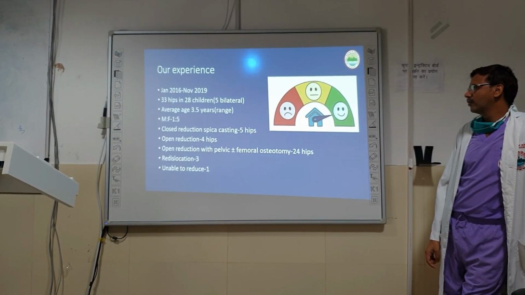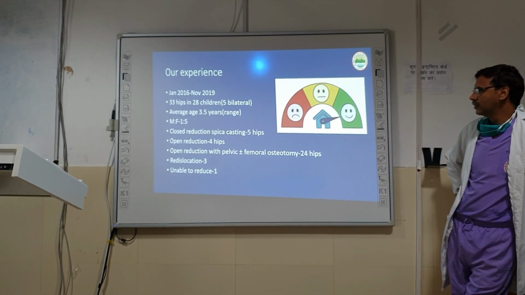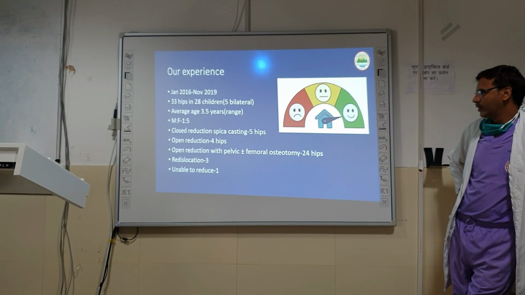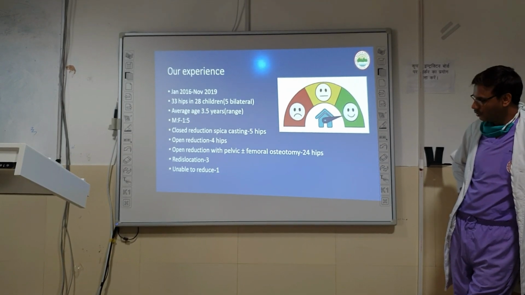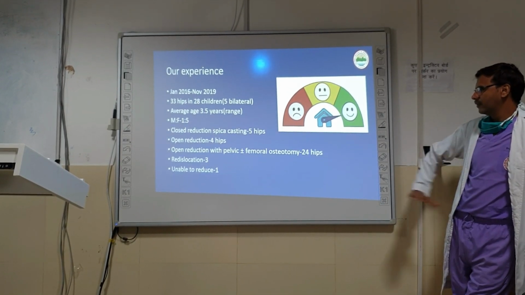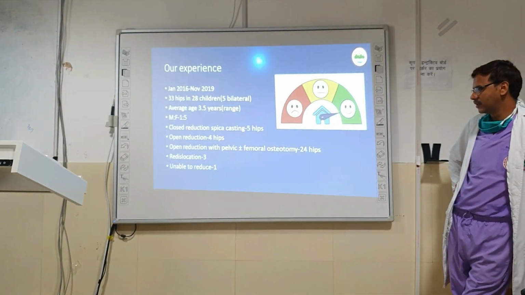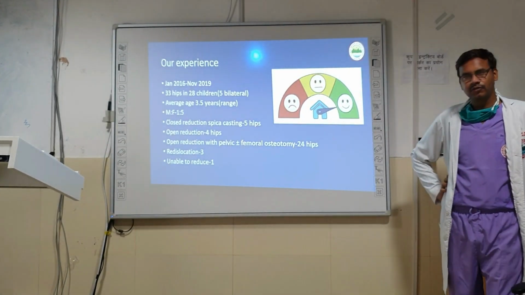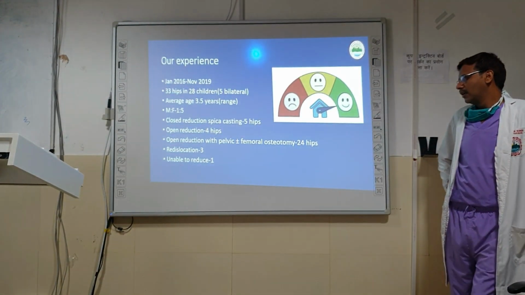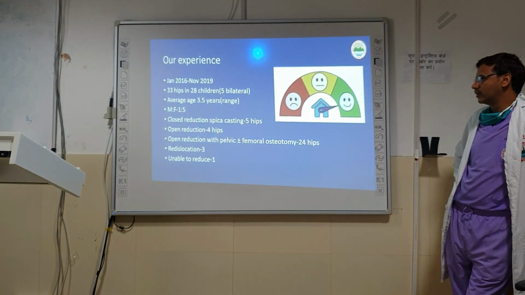We have operated about 33 hips in 28 children in the last 4 years. Females are more common in a ratio of 1:5. In 5 hips we have done only spica casting, in 4 we have done only open reduction, and in the maximum, 24 hips, we have done open reduction plus pelvic plus or minus femoral osteotomy. And there are 3 cases of redislocation which very soon we are going to publish. And in one case I was unable to reduce, so we came away without reducing. That's it.